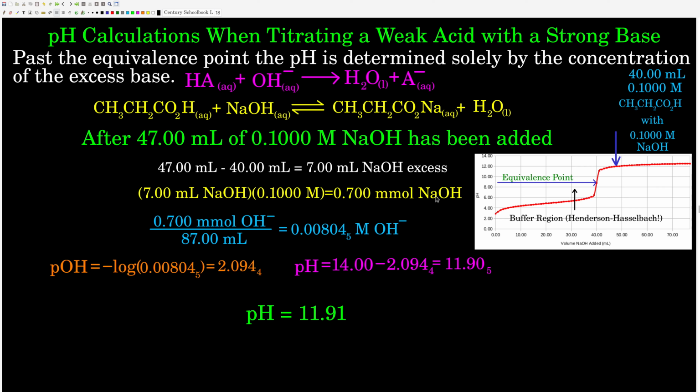And that's what's going to give us our pH. And so the concentration of hydroxide will just be the millimoles of the base divided by the total volume. And again, this volume is the 47 mL that we added plus the initial 40 that was there, which is 87. So we get about 0.00805 molar hydroxide. Once more, pOH is negative log base 10 of that, pH is 14 minus that, so 11.91. At 47 mL, pH is just under 12 right there.